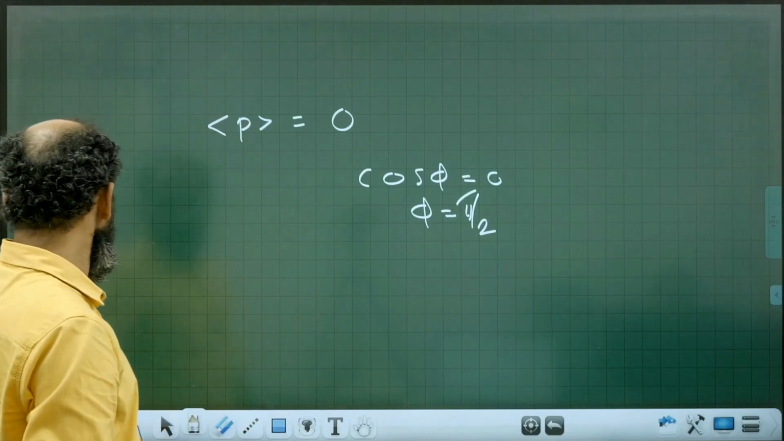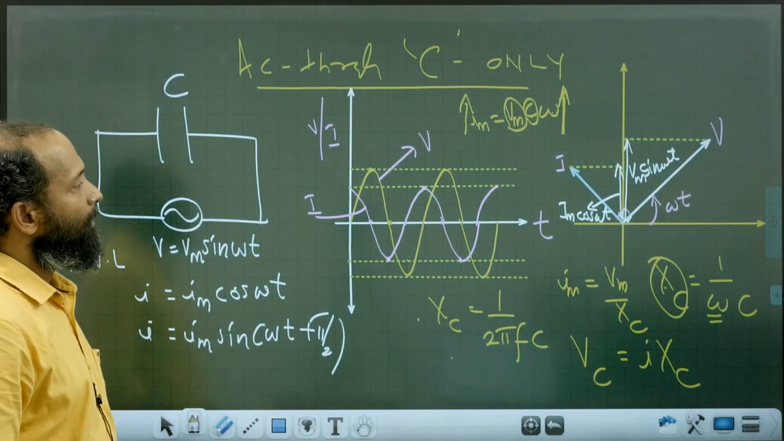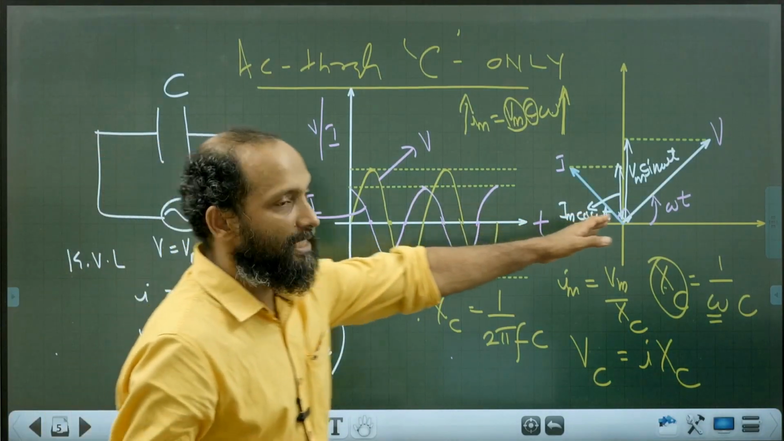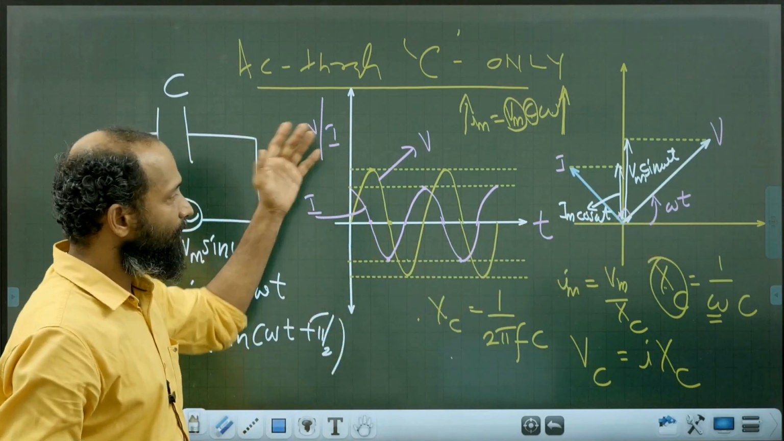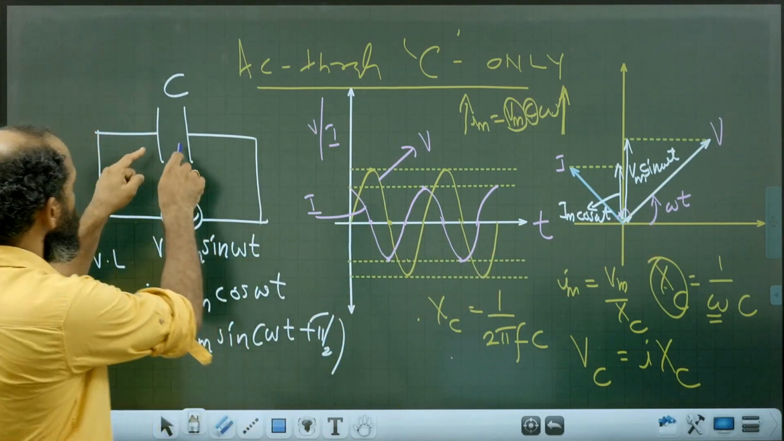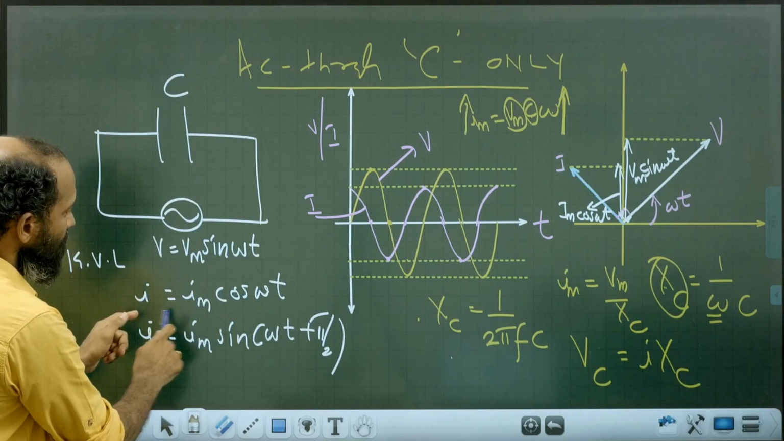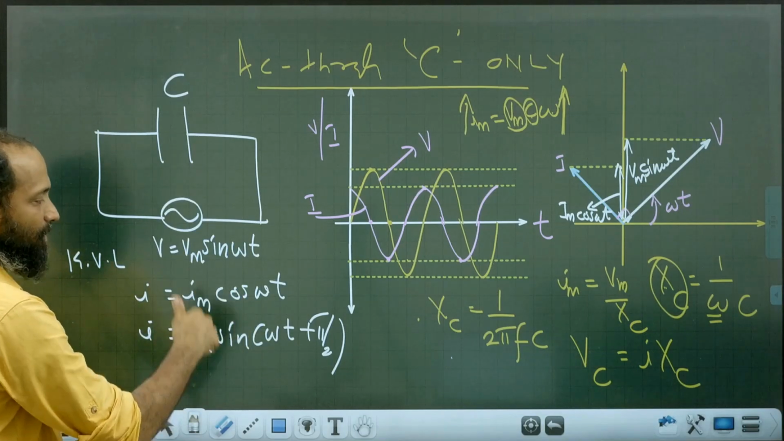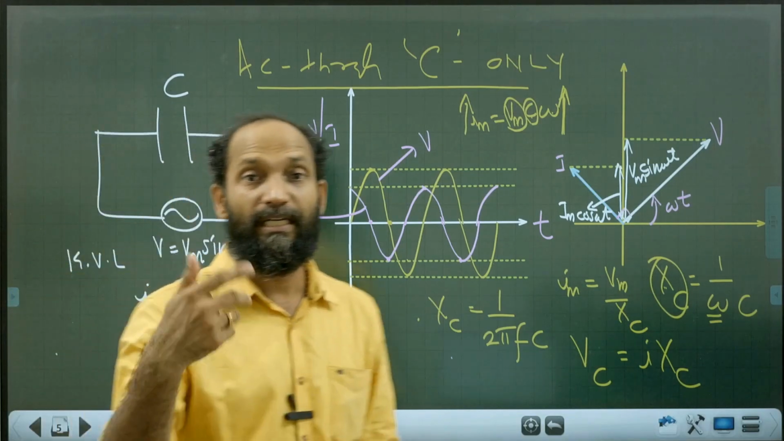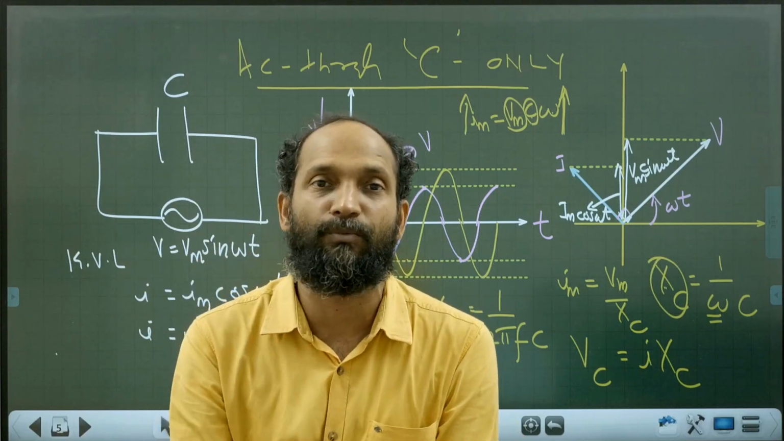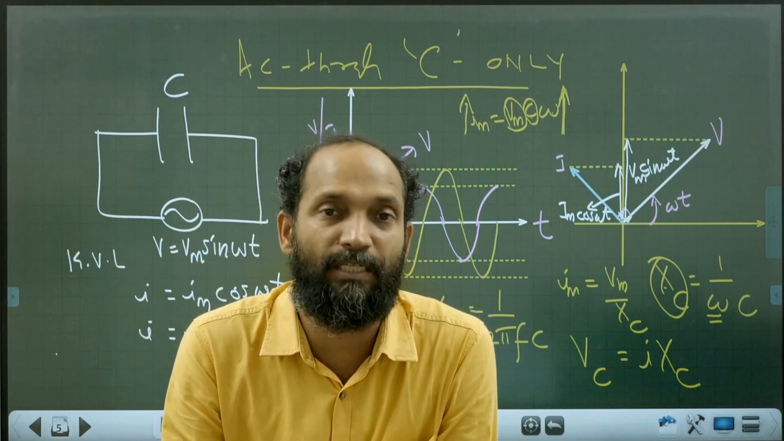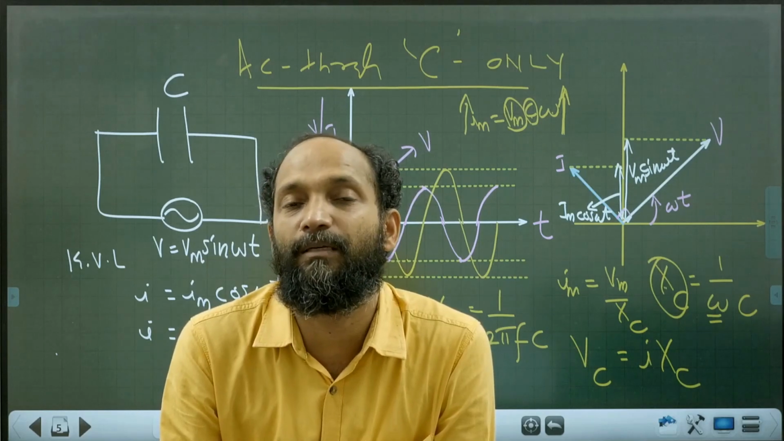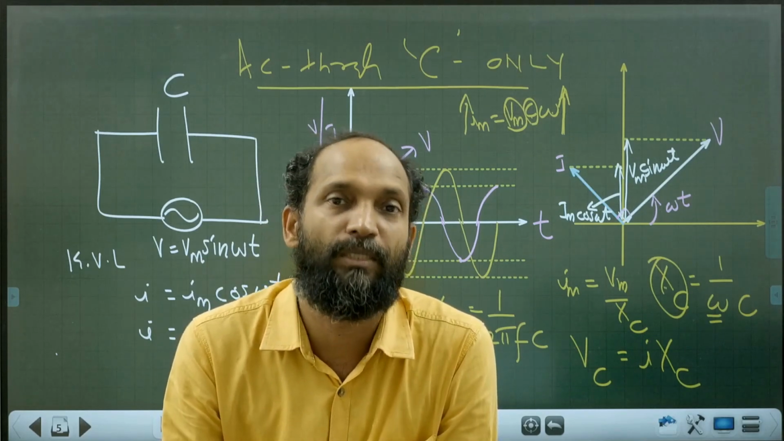So, average power consumed by capacitor only circuit. Phasor diagram. Voltage and current versus time graph. Supply voltage Vm sin omega t, circuit current Im cos omega t, that is Im sin omega t plus pi by 2. Current leads by a phase angle pi by 2. Students, so by heart and make it fluent. The phase angle between voltage and current is pi by 2.